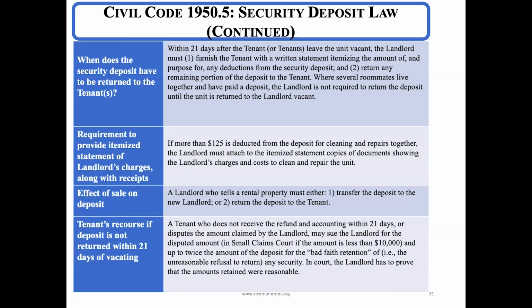And then a tenant's recourse if the deposit is not returned within 21 days of vacating, or if they just want to challenge any of the deductions, even if the landlord did return it within 21 days. It says that the tenant who did not receive the refund and accounting within 21 days or disputes the amount claimed by the landlord may sue the landlord for the disputed amount in small claims court if the amount is less than $10,000 and up to twice the amount of the deposit for bad faith retention of any security, i.e. the unreasonable refusal to return. In court, the landlord has to prove that the amounts retained were reasonable.